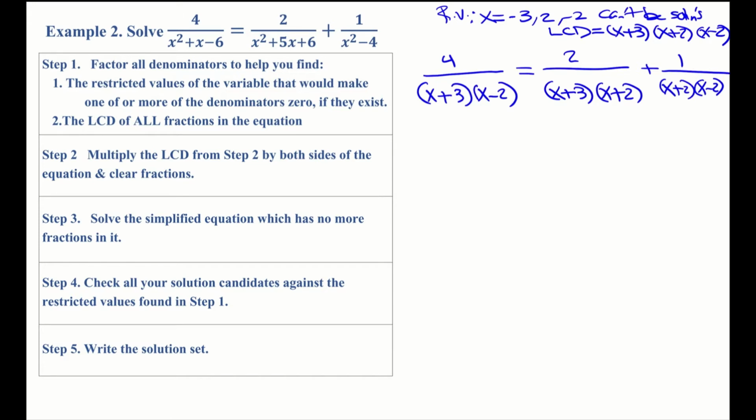So we end up with 4 times x plus 3 times x plus 2. Let me go ahead and put the x minus 2 on this side. Makes no difference. I'll move this 2 a little bit to the left to give us some room. Remember, we're going to multiply that by the LCD as well. So x plus 3 times x plus 2 times x minus 2. I'll move the 1 as well to give us more room. And once again, we're going to multiply the LCD.